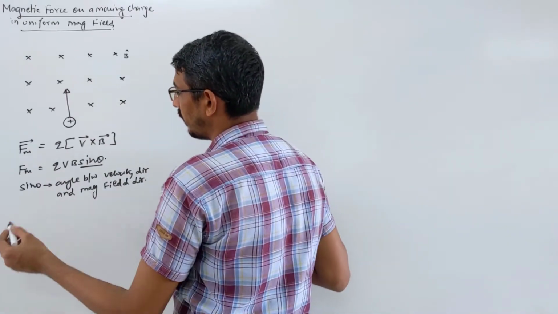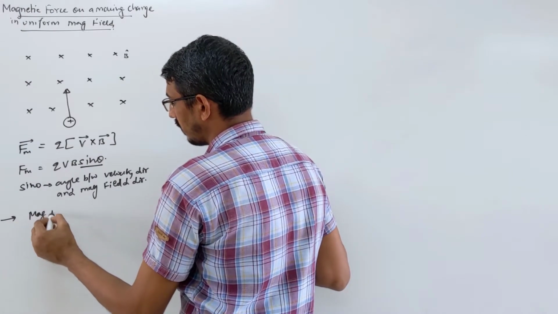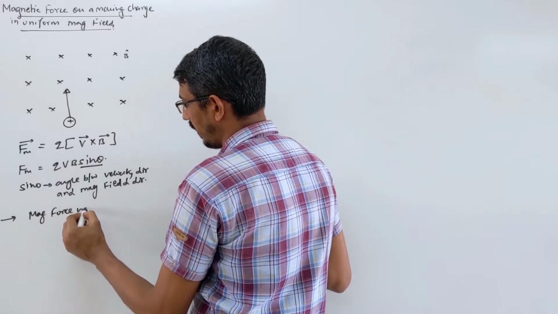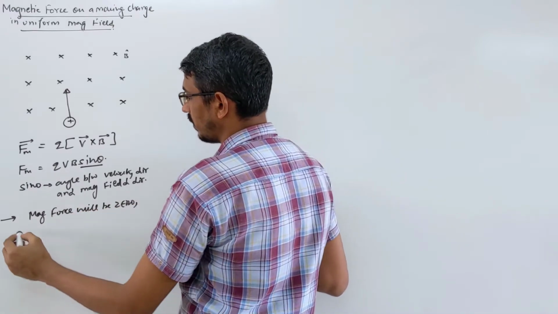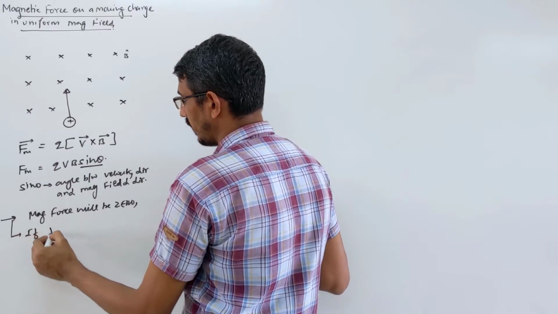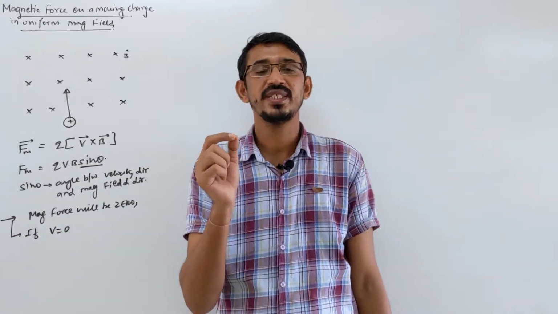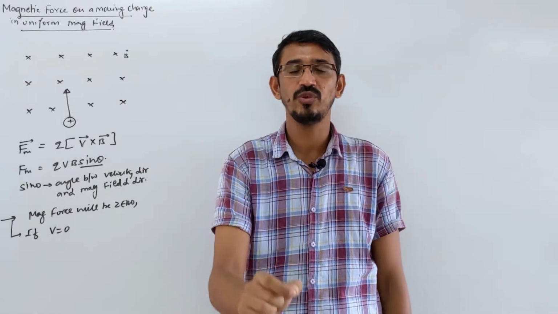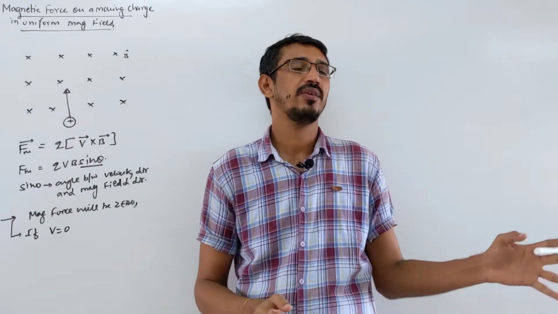Let's talk about a small thing about this force. First I tell you when this magnetic force becomes zero. Under what condition does this force become zero? Look at the first case: if the velocity is zero. It means if you put a charge inside a magnetic field and it is at rest, not moving, then the magnetic force is zero.